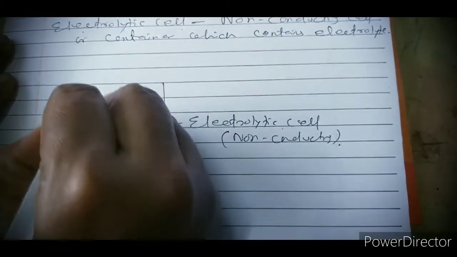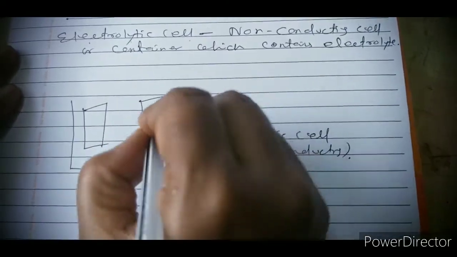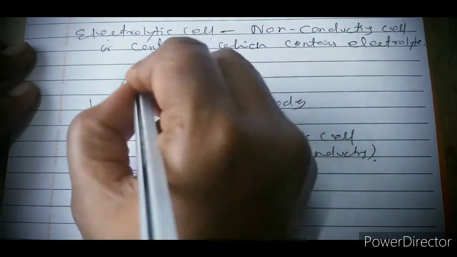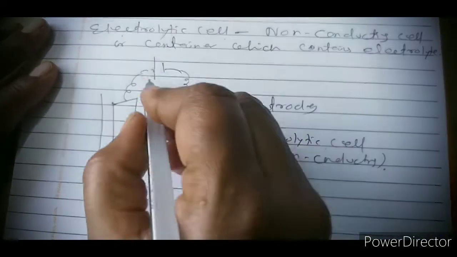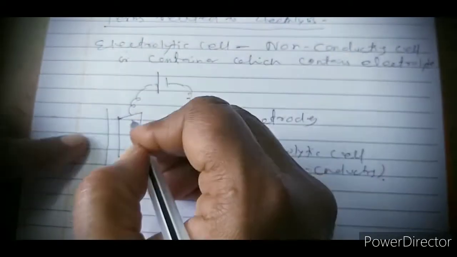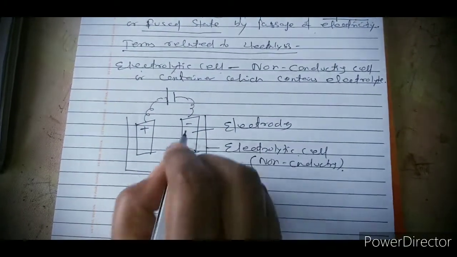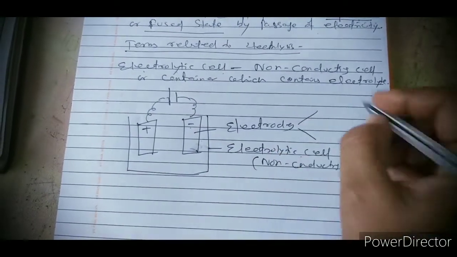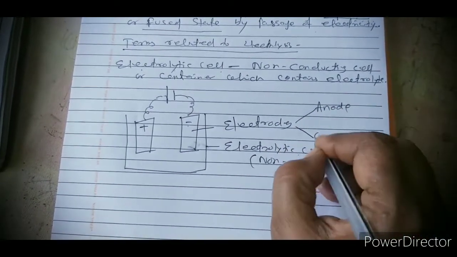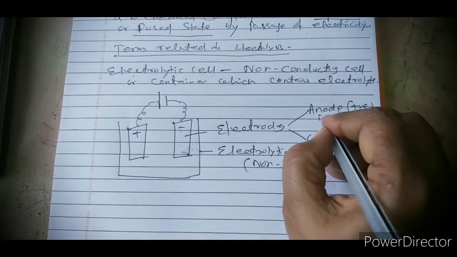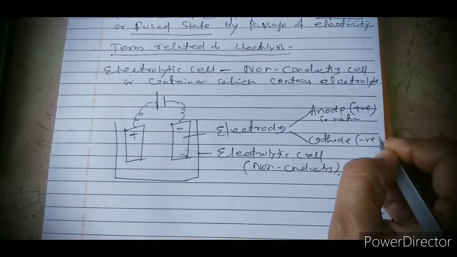The second one relates to the electrodes. We are taking this one as electrodes, and this electrode we are connecting to the terminal of the battery. Which electrode is connected to the positive terminal of the battery? It is said to be positive, and the one connected to the negative terminal is said to be negative. So electrodes are of two types: one is the anode, another one is the cathode. Anode is positive in nature, and cathode is negative in nature.